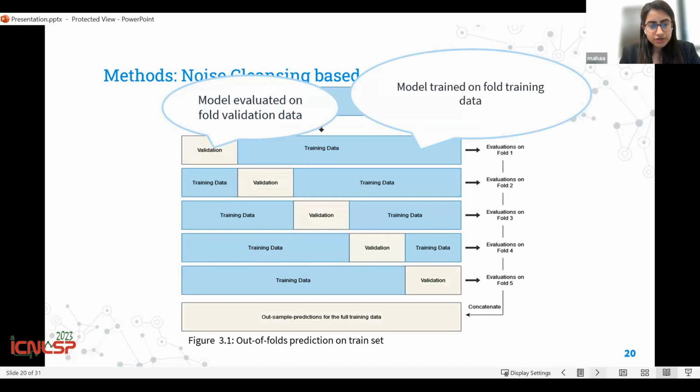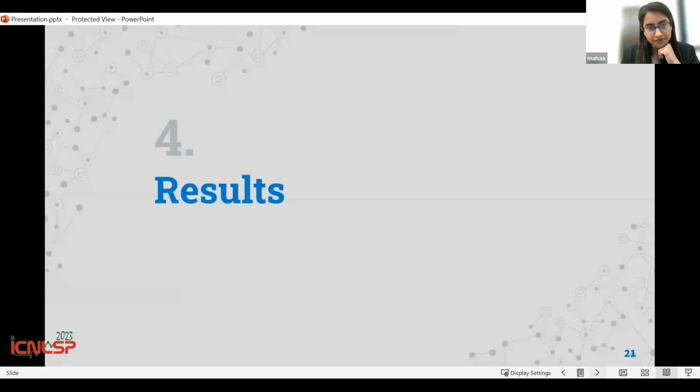The loss is used to clean the validation split, and all of the validation splits from all of the folds are in the end concatenated together so that we have out-of-sample predictions for the entire training data. Supposedly, the final training data is much cleaner than what we begin with.